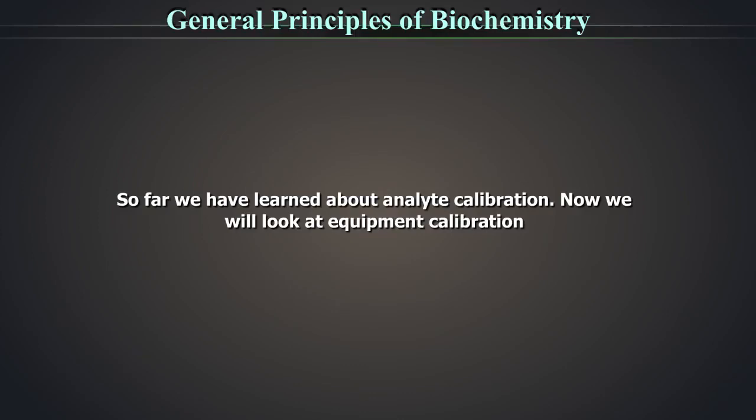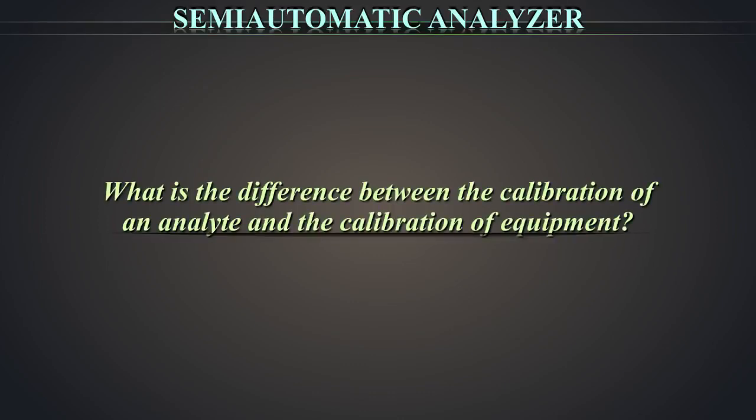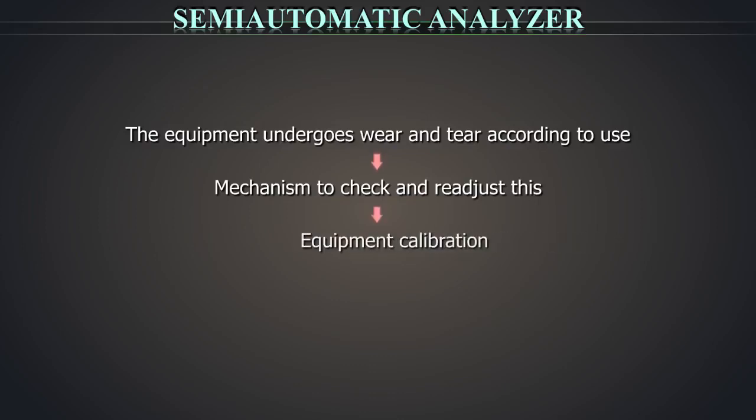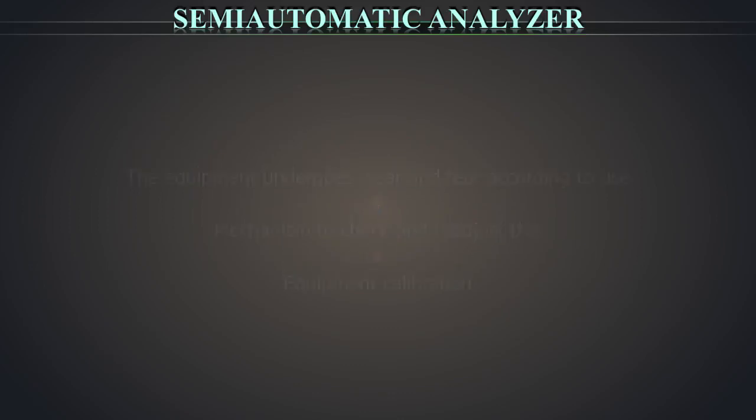So far, we have learnt about analyte calibration. Now we will look at equipment calibration. What is the difference between the calibration of an analyte and the calibration of equipment? What we were talking about so far was about calibrating an analyte. The equipment also undergoes wear and tear according to the use. So, there has to be a mechanism to check and readjust this. This is called equipment calibration.